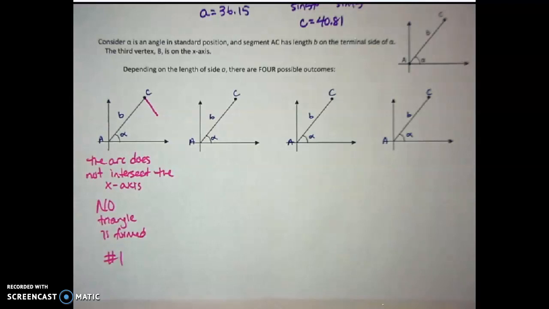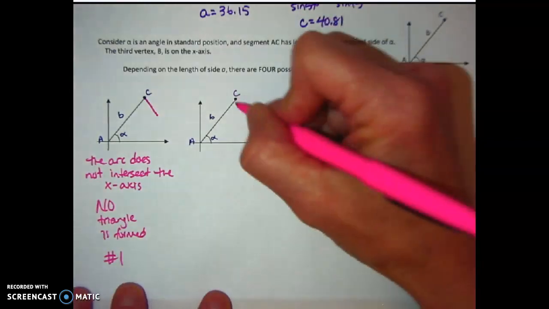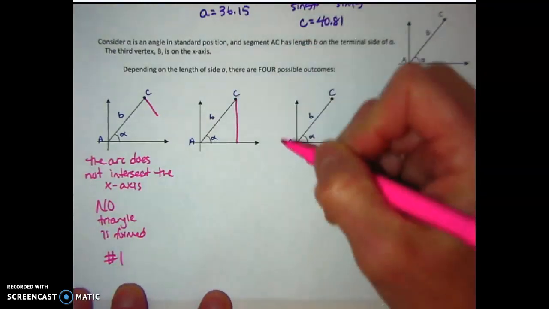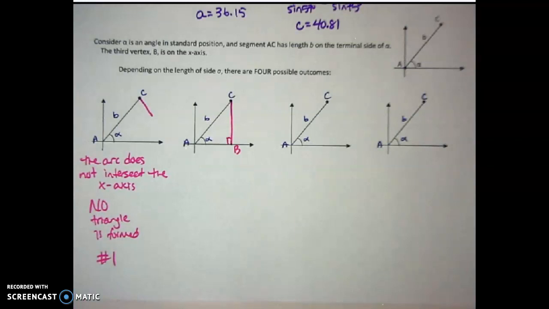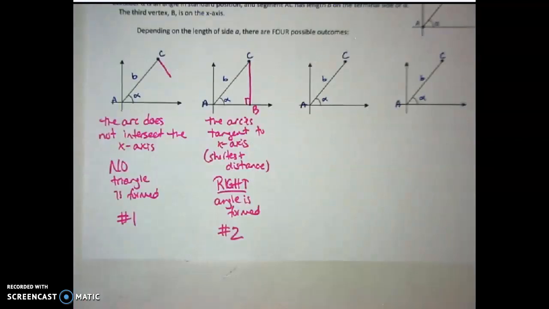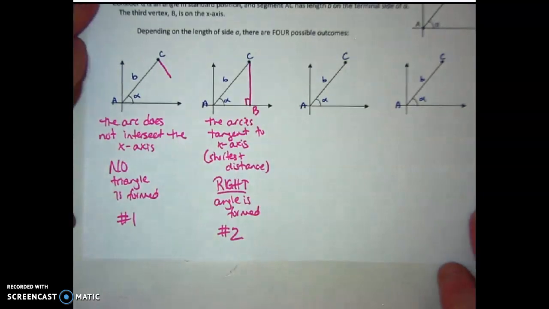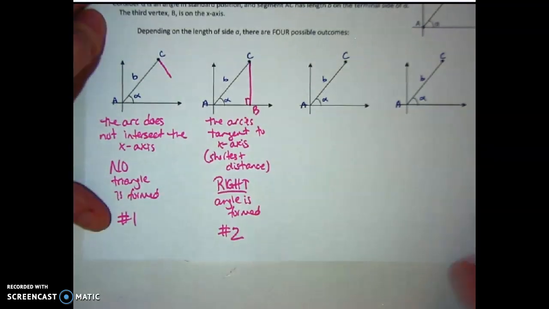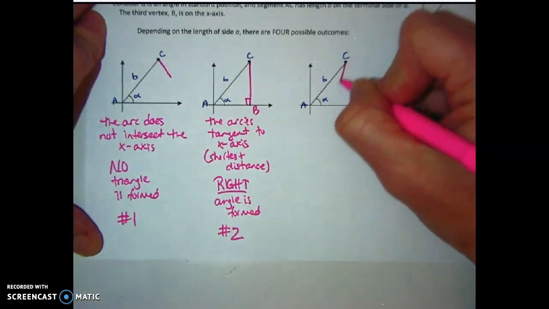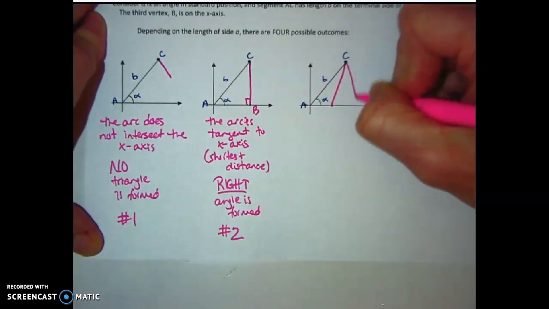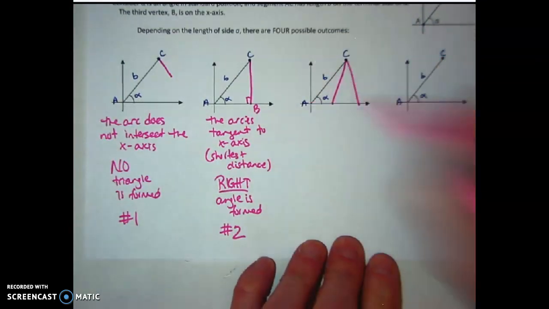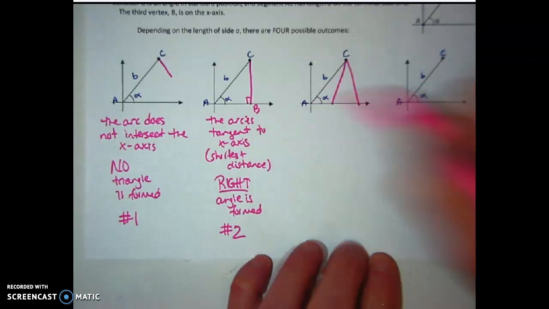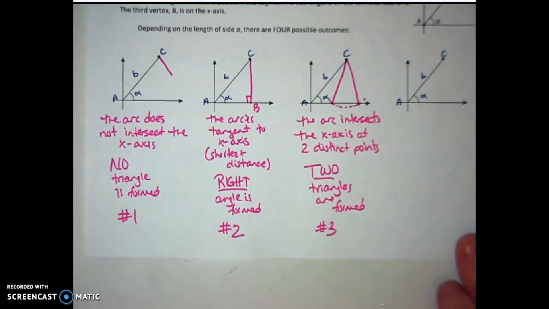The second thing that can happen is that the arc is tangent to the x-axis. In other words, it's the shortest distance. That shortest distance would be directly down to the x-axis, which means my angle B is going to be a right angle. We're going to call this case number 2. The third thing that can happen is that the arc intersects the axis at two distinct points. So it's long enough that it could intersect there, or it could intersect there. So there could be two triangles formed. We could have this triangle ABC, or we could have this triangle ABC. We're going to call this case 3.